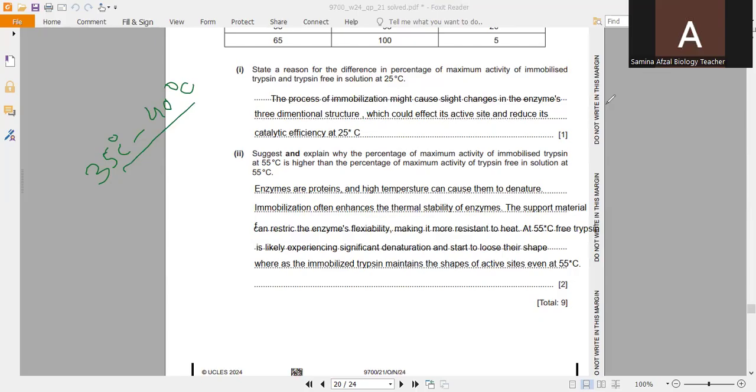But when immobilization has occurred, the movement and flexibility are restricted, and due to this the enzyme's ability to bind to its substrate is enhanced, so it becomes fast. So in this way, I would like to say the process of immobilization might cause slight change in the enzyme's three-dimensional structure, which could affect its active site and reduce its catalytic efficiency at 25 degrees centigrade.